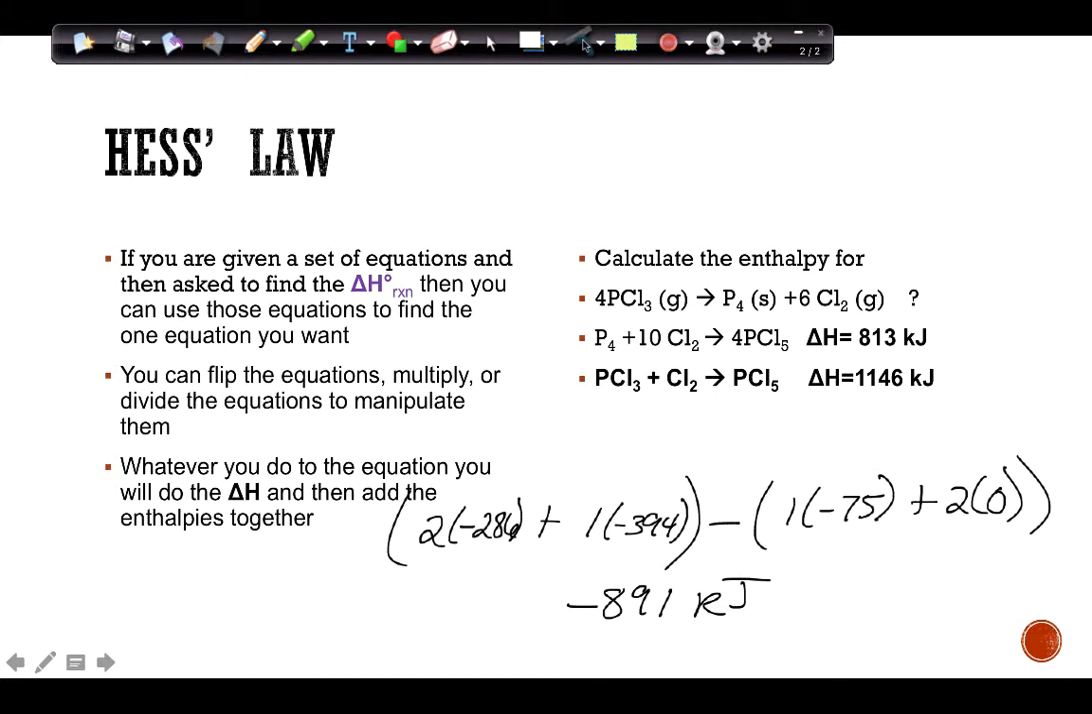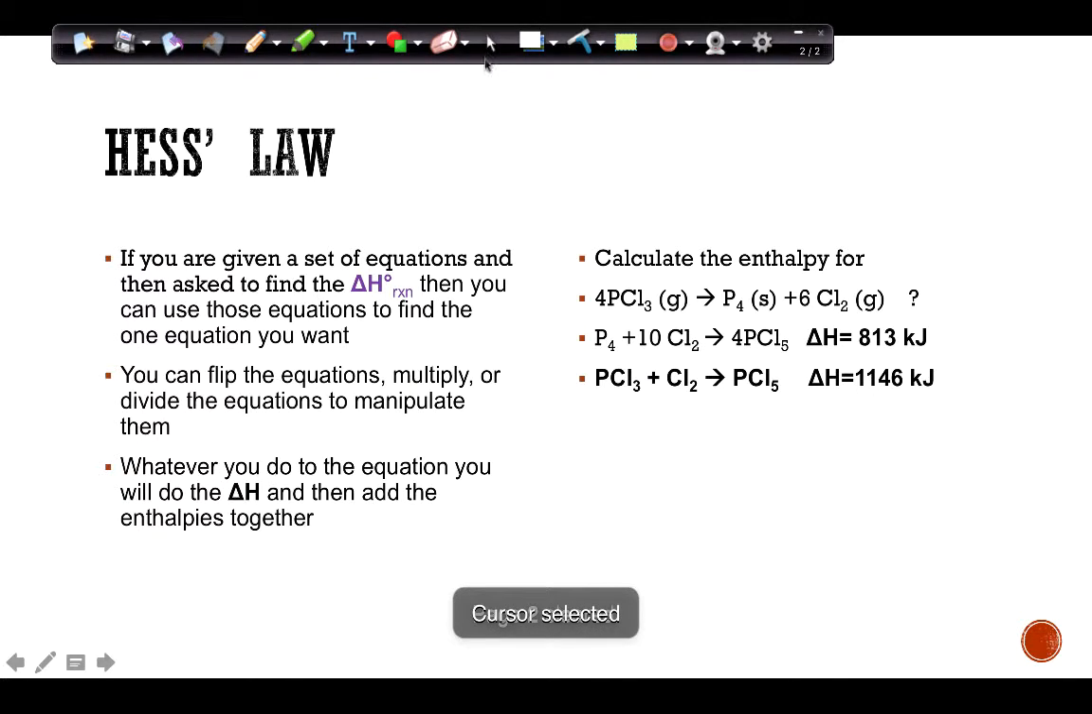All right, so you could also calculate delta H with Hess's law. So if you're given a series of reactions and you're asked to get delta H of a reaction, you can basically combine these together and you can flip the equation, multiply, divide, whatever you need to do to get that equation that you want. Just remember to do the same thing to delta H. Then at the end, take your delta H's and add them together.